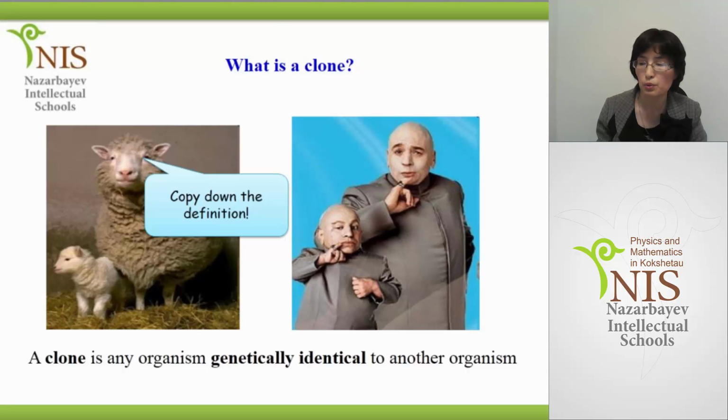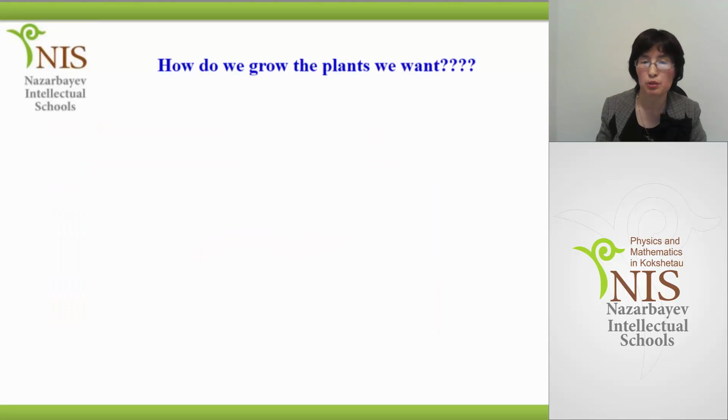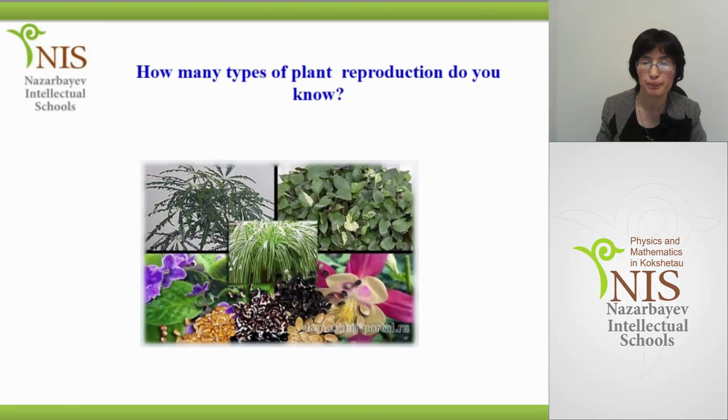The use of cloning technology involves a unique opportunity to receive phenotypically and genetically identical organisms, which can be used for a variety of theoretical and practical problems facing biomedicine and agriculture. Now, cloning is used for cloning plants and cloning animals. How do we grow the plants we want?